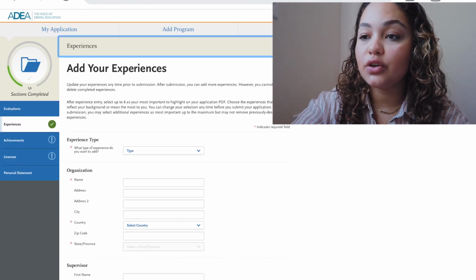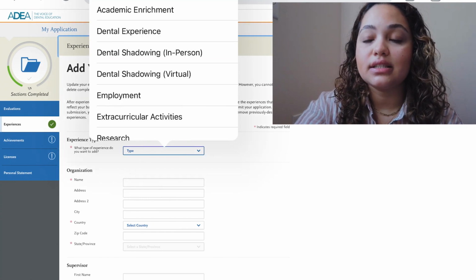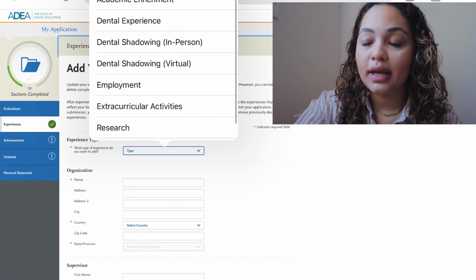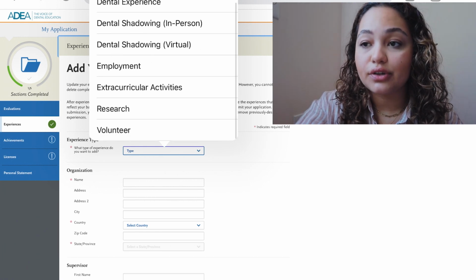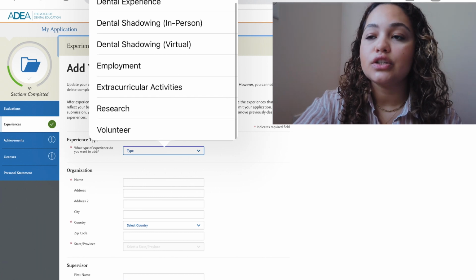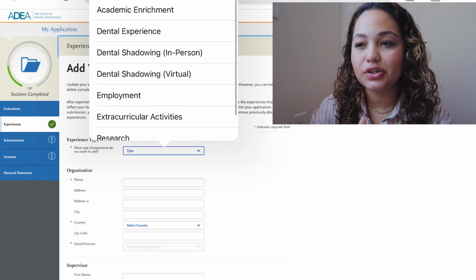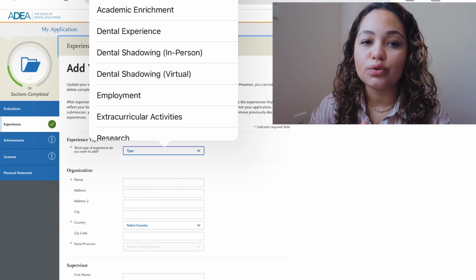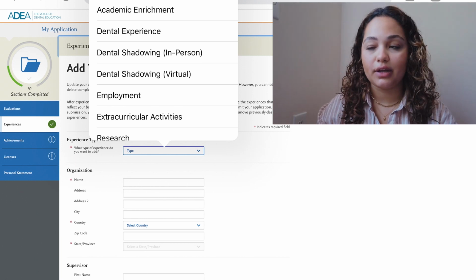Okay, so the first thing they ask you is experience type. Academic enrichment, dental experience, dental shadowing, virtual shadowing, personal statement, employment, extracurricular activities, research, and volunteer. So for academic enrichment, this is probably the one that people have the most questions about. I went into the AADSAS info portion and I kind of looked into what they meant by academic enrichment.